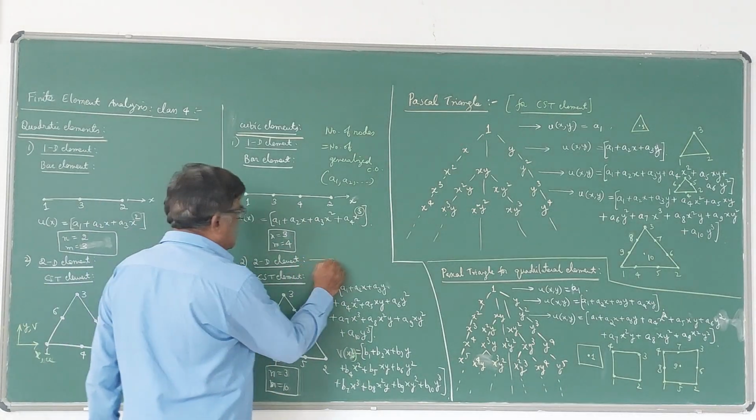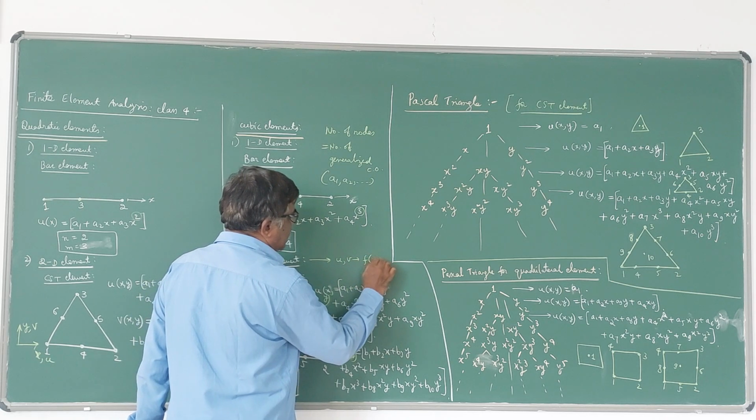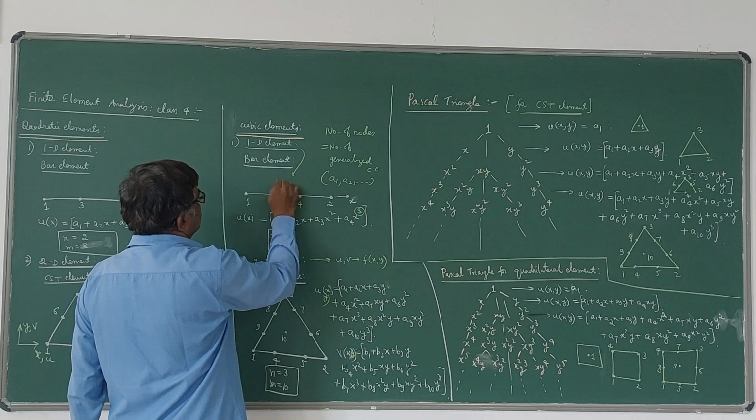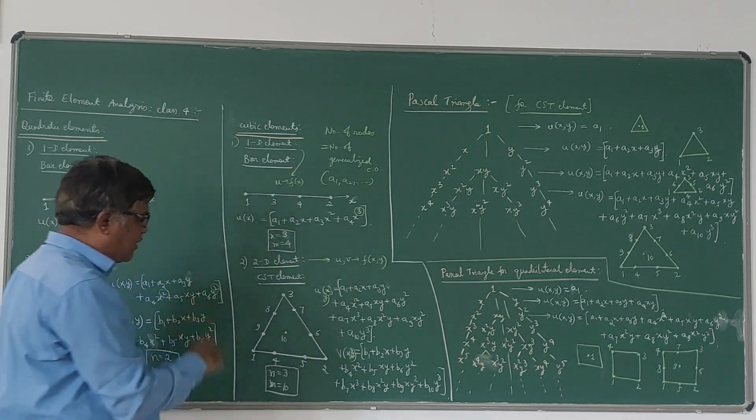Two-dimensional means your u and v are functions of both x and y. That is the meaning. One-dimensional means it is only u, so u is a function of only x. That is the meaning of one dimension.